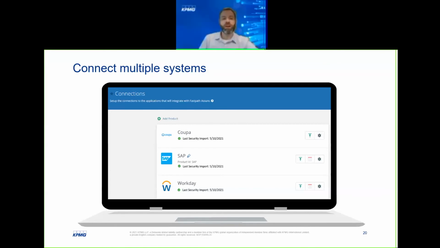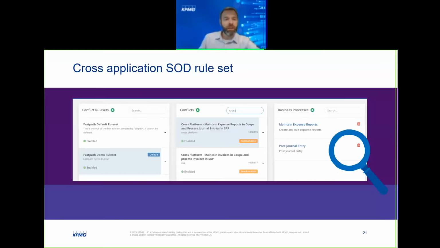As we move next to how we set this up, the next step is setting up the rule sets. You're going to want to set up a rule set that can enable cross-app SOD. In this one, we have two conflicting functions: maintaining expense reports in Coupa, and posting a journal entry in SAP. Now, as we move to the next level, how do we monitor against that?